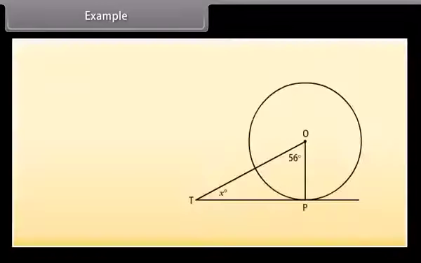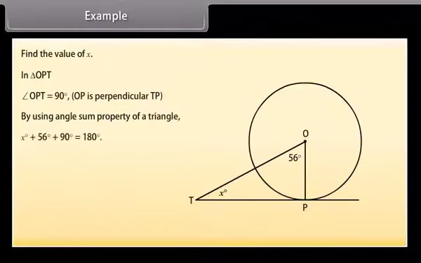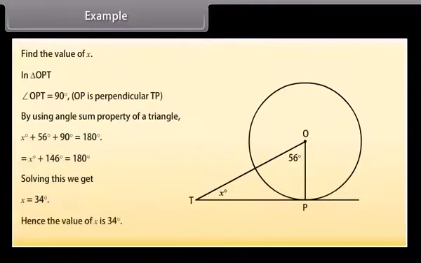Example. Look at the figure given. Find the value of x. In triangle OPT, angle OPT is 90 degree because OP is perpendicular to TP. Also, by using the angle sum property of a triangle, we can say that x degree plus 56 degree plus 90 degree is equal to 180 degree, which is x plus 146 degree equals 180 degree. Solving this, we get x as 34 degree. Hence, the value of x is 34 degree.